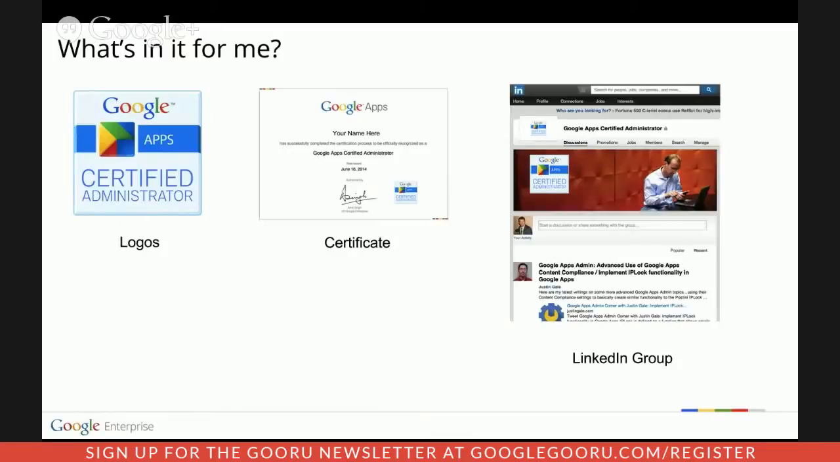And then once you're done, if you get certified, you'll get some logos that you can put on your shirt for all I care. You can put them on your business card, put them into your LinkedIn profiles. If you're part of the Google Enterprise Connect, if you're an enterprise customer, you'll get some badges that you can show in your profile there. You'll get a certificate signed by Amit, that you can hang proudly in your office or wherever. And then you'll also be added to a very exclusive LinkedIn group, and there are about 100 people in there currently.